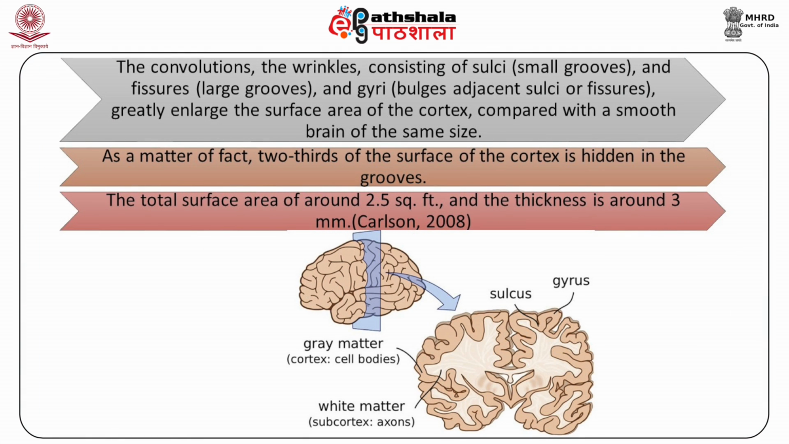The convolutions, the wrinkles consisting of sulci, fissures and gyri, greatly enlarge the surface area of the cortex compared with a smooth brain of the same size. As a matter of fact, 2/3 of the surface of the cortex is hidden in the grooves. The total surface area is around 2.5 square feet and the thickness is around 3 millimeters. The cortex is wrinkled because it allows a much larger area of cortical cells to exist in the small space inside the skull as the brain develops before birth.